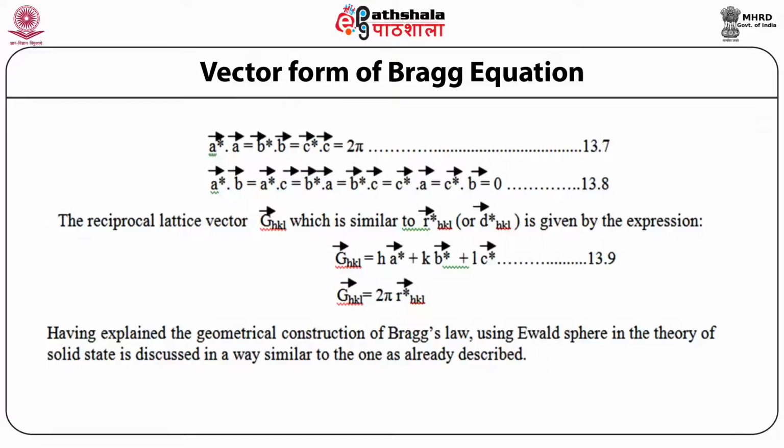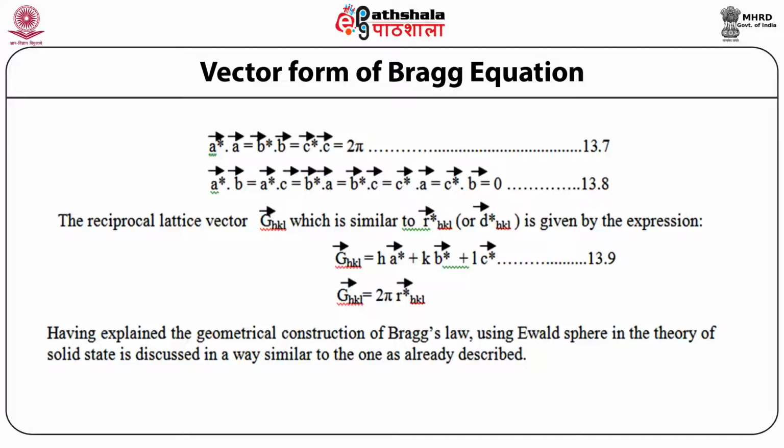A star vector dot A vector is equal to B star vector dot B vector is equal to C star vector dot C vector is equal to 2 pi, given as equation 13.7. Similarly, A star vector dot B vector is equal to A star vector dot C vector is equal to B star vector dot A vector is equal to B star vector dot C vector is equal to C star vector dot A vector is equal to C star vector dot B vector is equal to 0, which is given as equation 13.8.